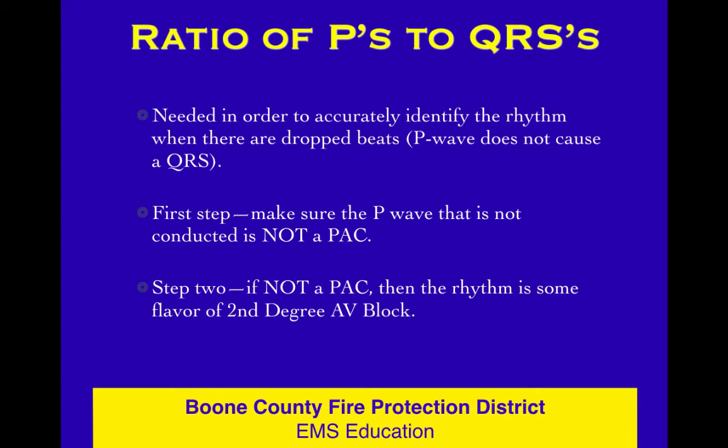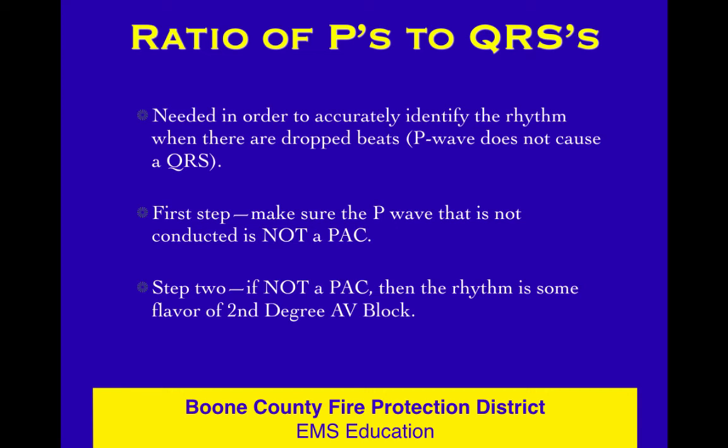It's the ratio of P's to QRS's. Remember that the only time that the score is more than a one-run game is in high-grade AV block, meaning that the others, second degree type 1, second degree type 2, second degree 2 to 1, and complete heart block, you typically have just one more P than you do a QRS, but that high grade you have a lot more.